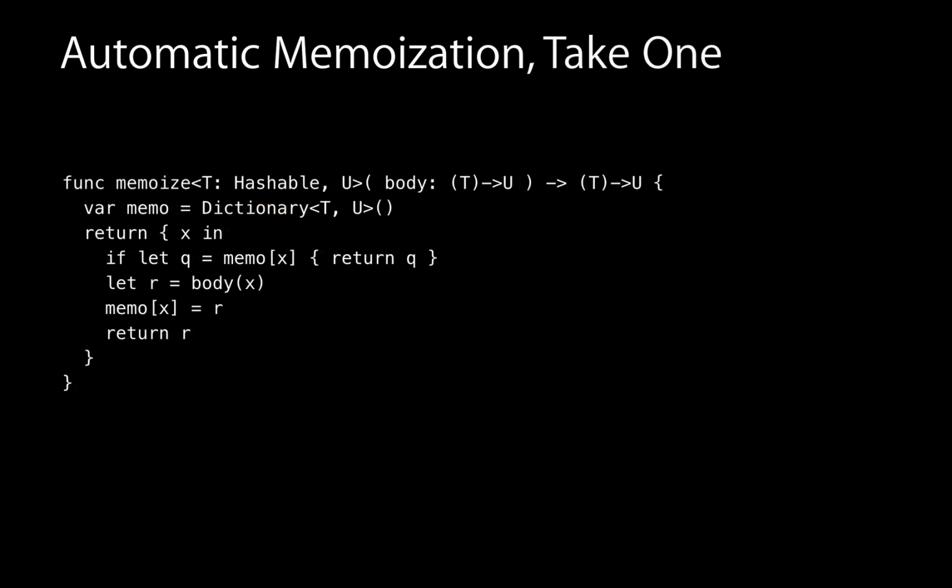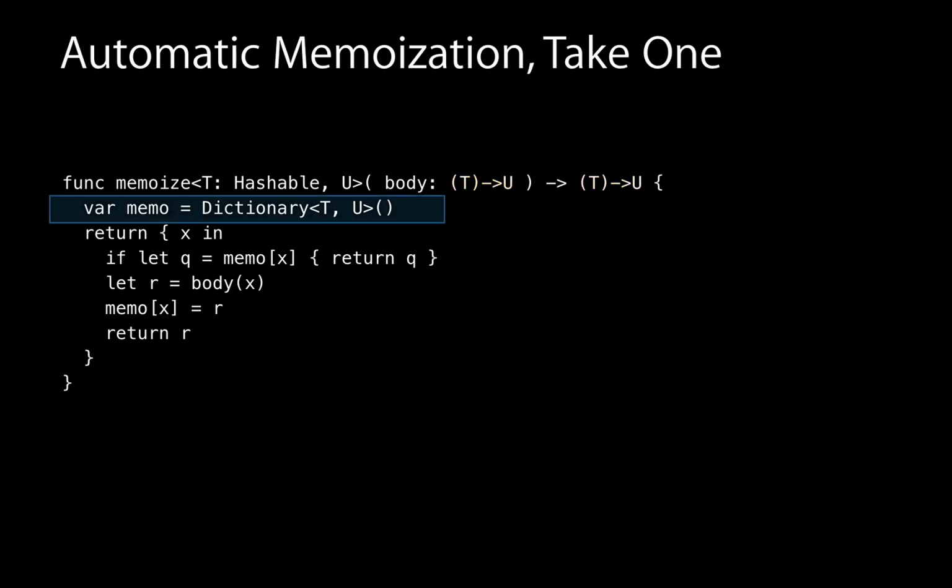So this is a first cut at a memoization function, a simple version. All right, yes, I know, it doesn't look that simple, but I'll take it apart for you. So it takes one parameter called body, which is a closure, right? And the argument and return types of that closure are arbitrary, except that there's this constraint on the argument type that it be hashable. Why do we need that? Well, so we can use the argument type as a key in a dictionary, right? And it returns the same type of closure that it gets.